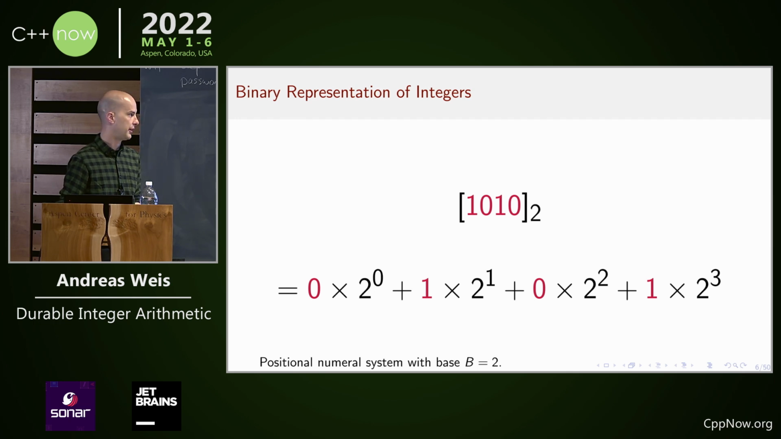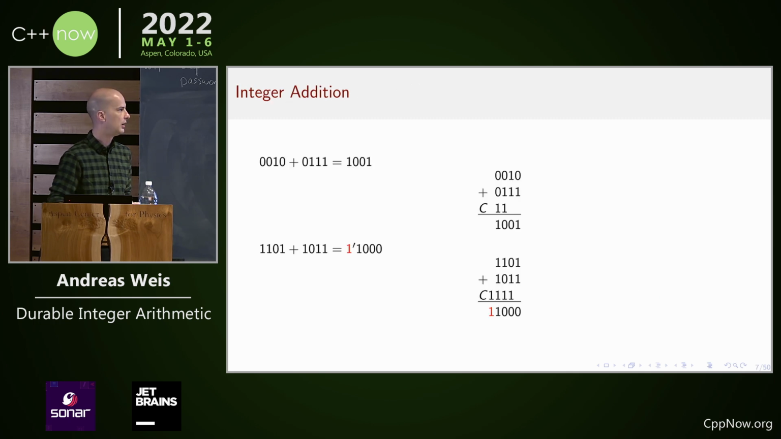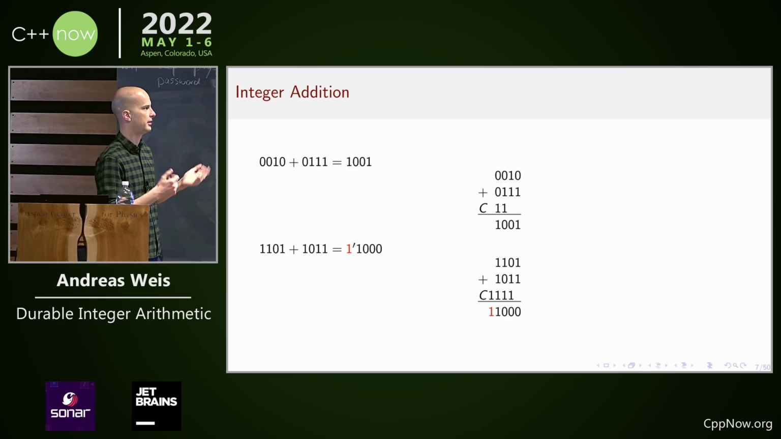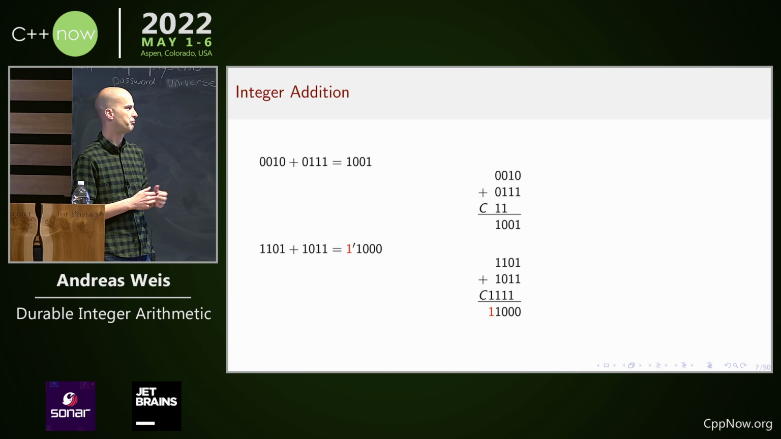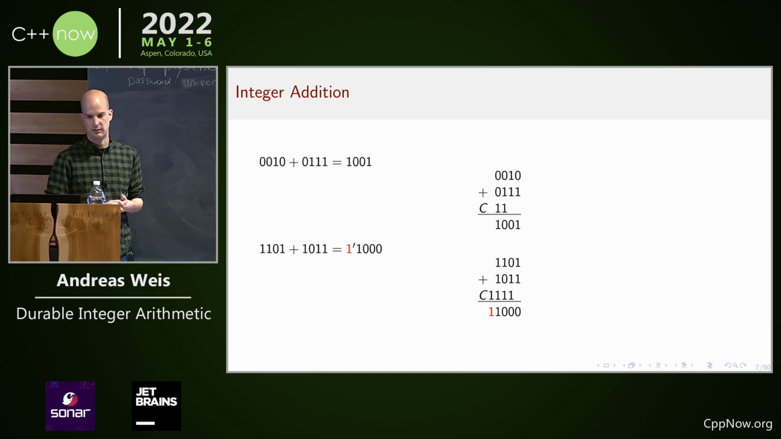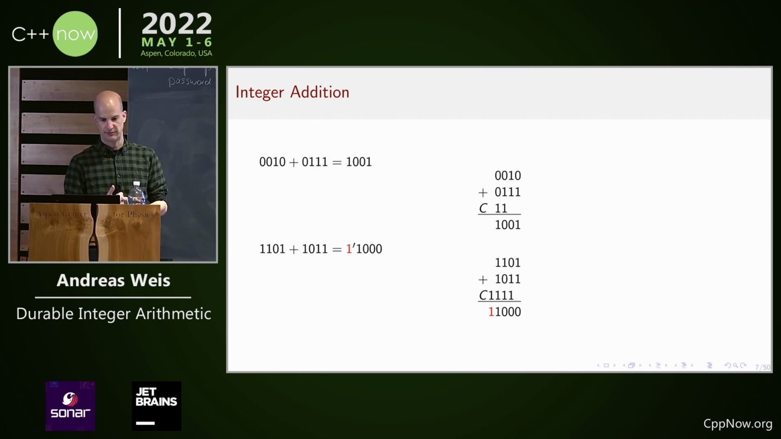So the simplest operation that you usually want to do is addition. And addition is really straightforward. It's basically the same algorithm that you learned in school, only that we now only have two possible values for the digits, 0 and 1.